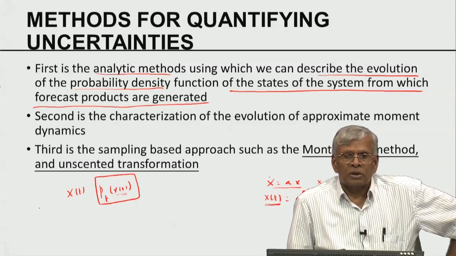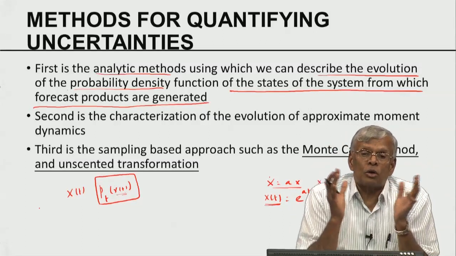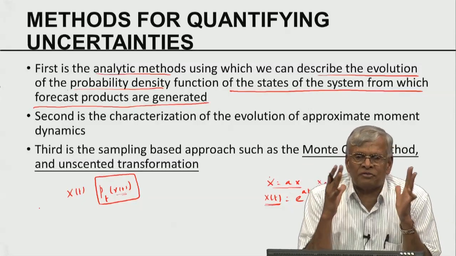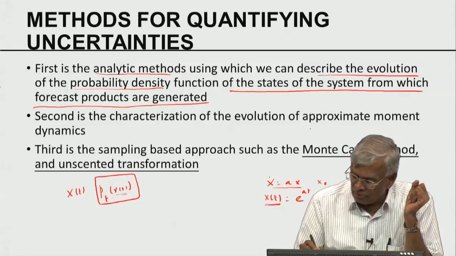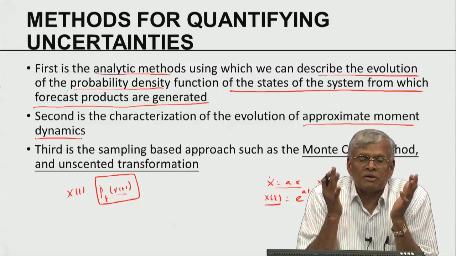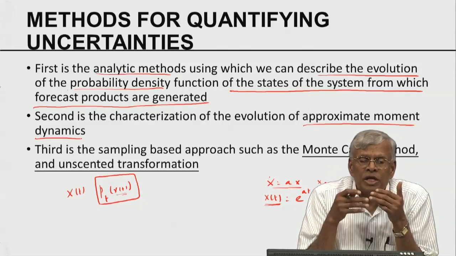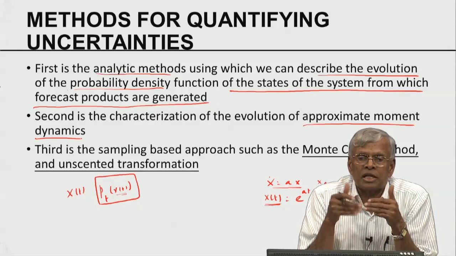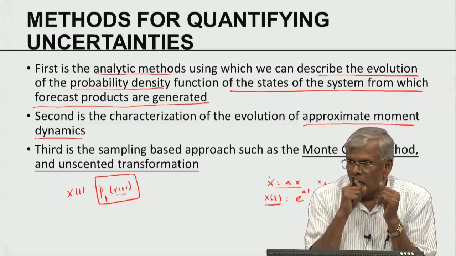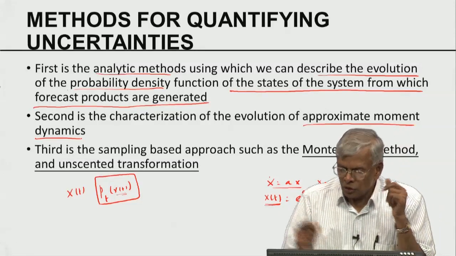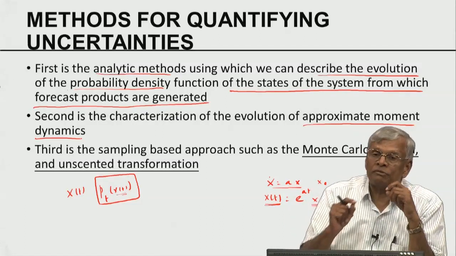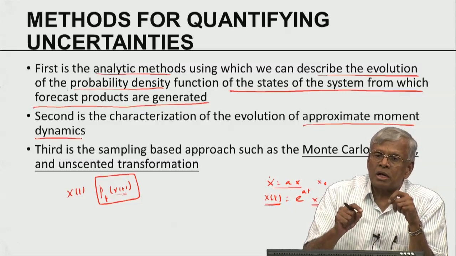What is the second one? The second one is, if I cannot do everything, so knowing p_t is everything. If I cannot do everything, at least I would like to do some meaningful parts of everything. So what is that? That gives rise to approximation of moments. We have already talked about, in the context of nonlinear filters, how do we generate moment approximation in the case of linear dynamics, in the case of nonlinear dynamics. So that is the next best thing, evolution of moments or moment dynamics.